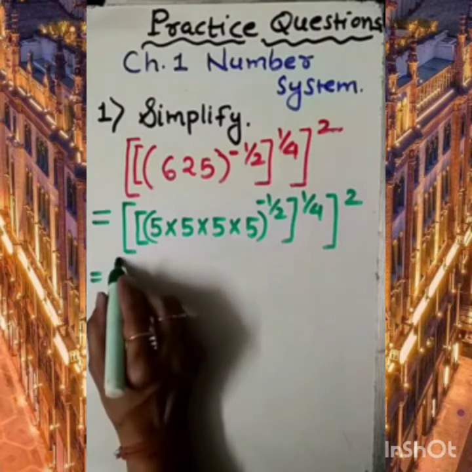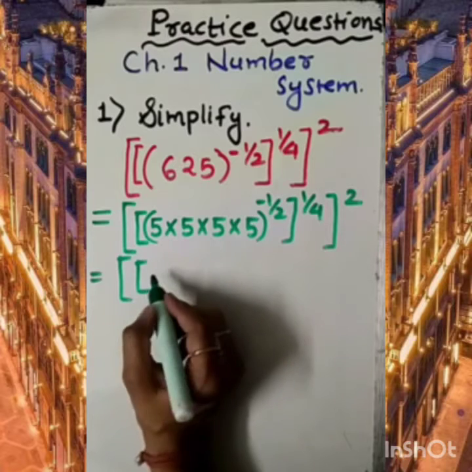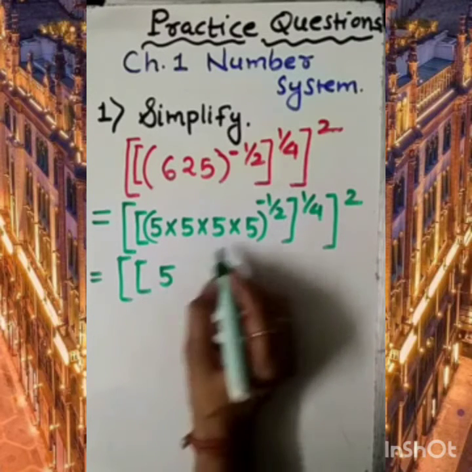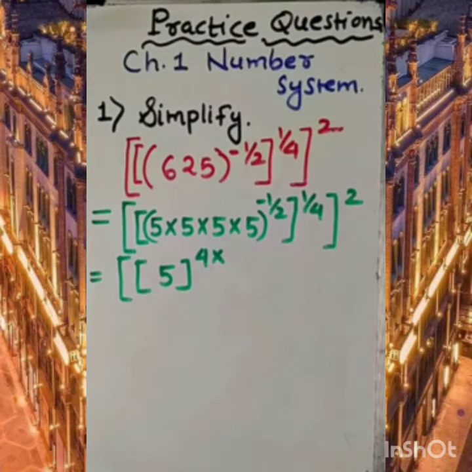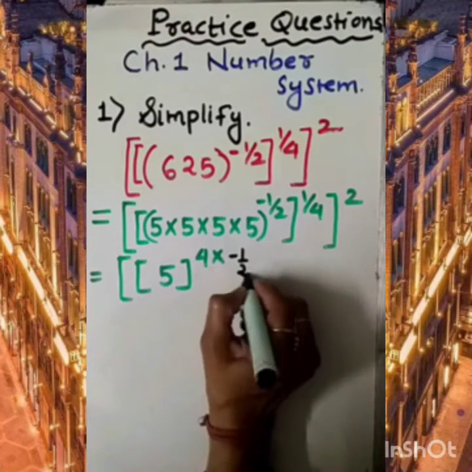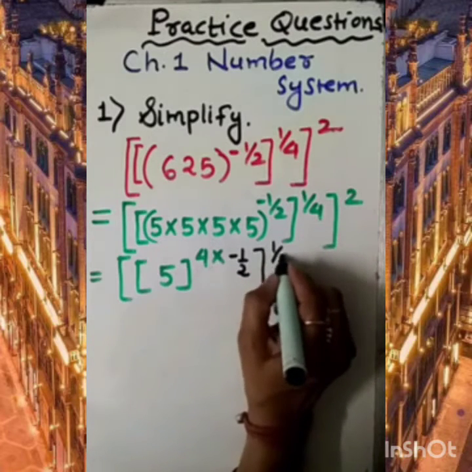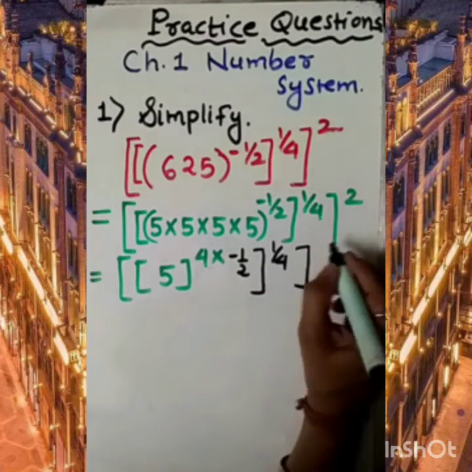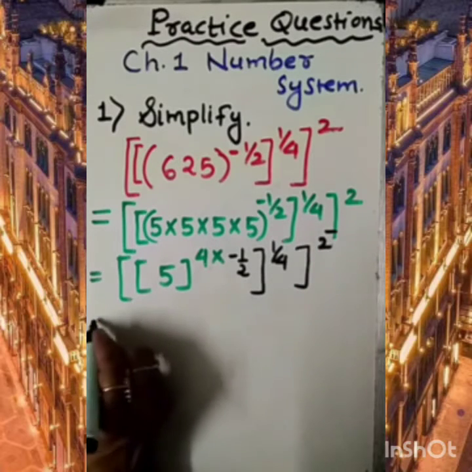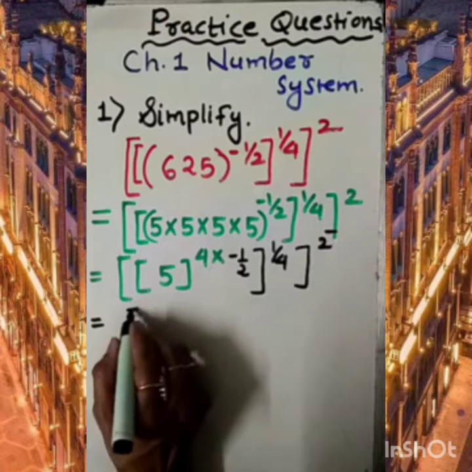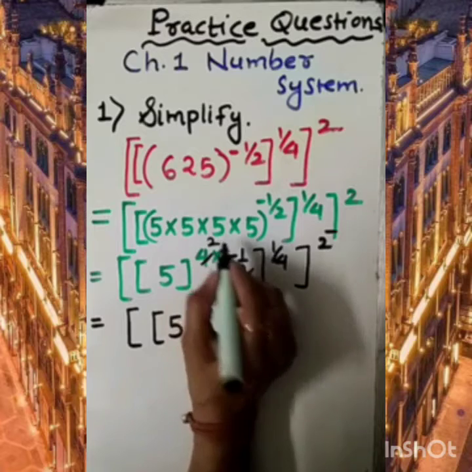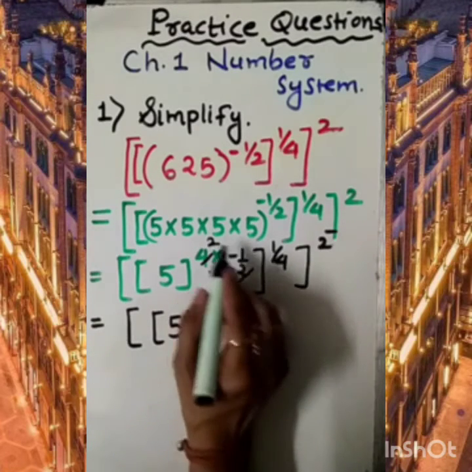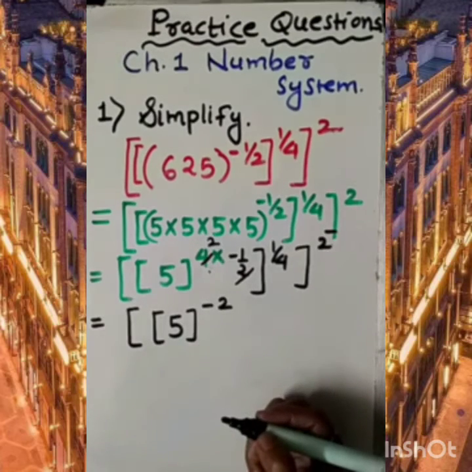Now here again the square bracket, and here 5 to the power 4. So let me write this 4 power into this 1 half power. I write it here as it is, and this 1 by 4 power as it is, and of course this 2 power I am writing as it is. Fine. Now let's work it out. In this power, this will be cancelled. So 5 to the power minus 2, since 2 into minus 1 gives the result minus 2.